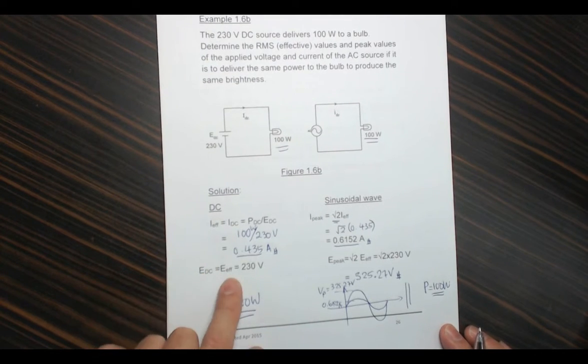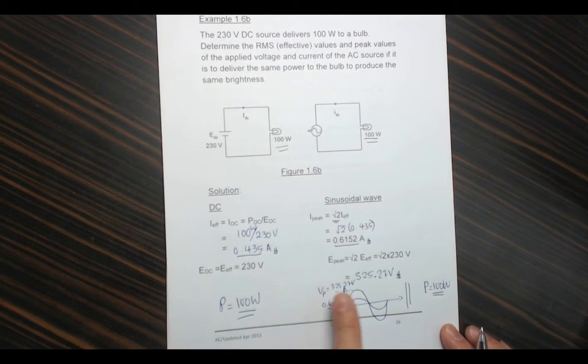Okay, so effective voltage DC is 230 volt, so the peak voltage I must achieve has to be much higher.